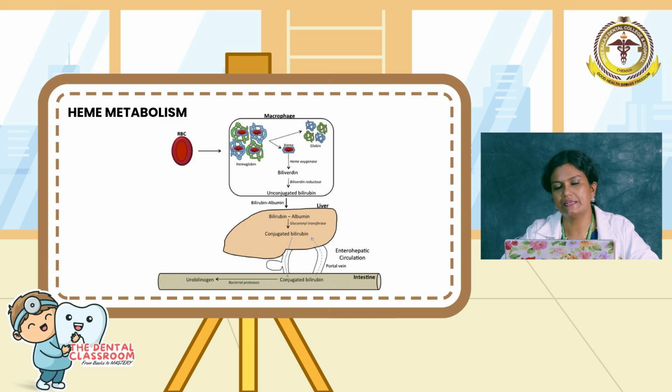So the principal excretory form of the bile pigment that we see in urine is called urobilin, which gives a straw yellow color to the urine. And the principal excretory form of the bile pigment which is found in feces is called stercobilin, and it gives a characteristic color to the feces.